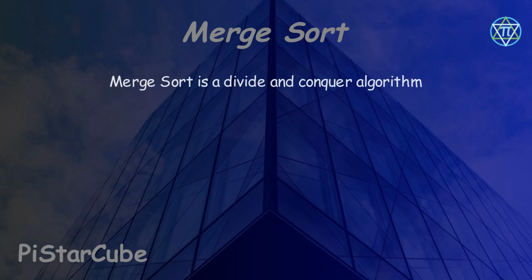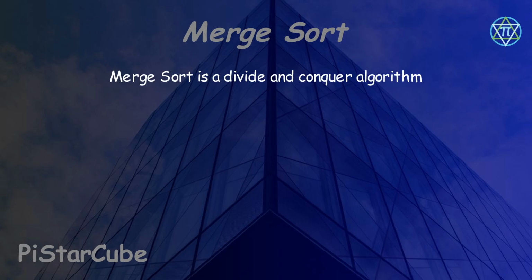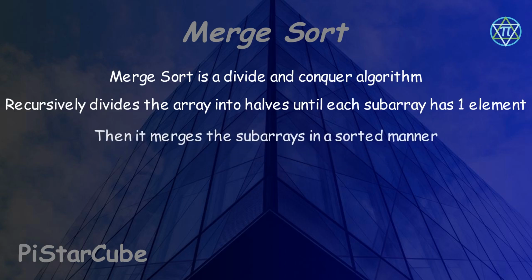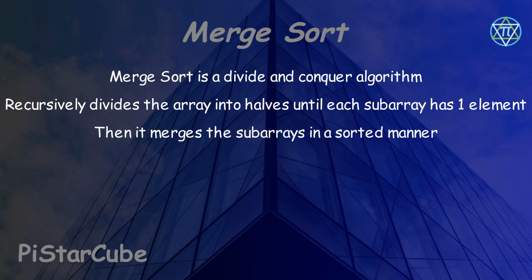Alright, let's break it down. Merge sort is a divide and conquer algorithm. Yep, it literally breaks the problem into smaller chunks. It recursively splits the array into halves until each piece is just one lonely element. Then comes the magic. It merges those tiny subarrays back together but in sorted order.